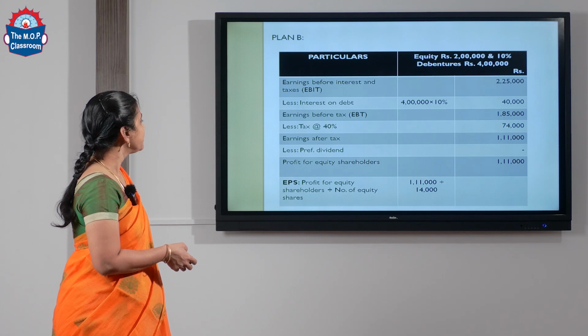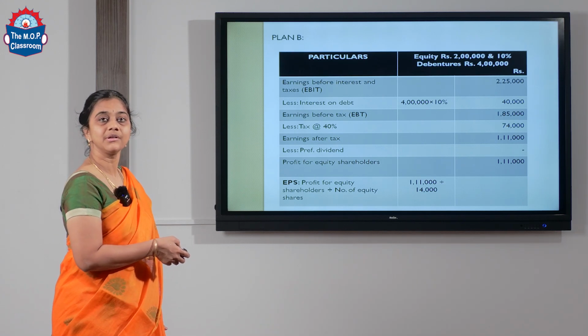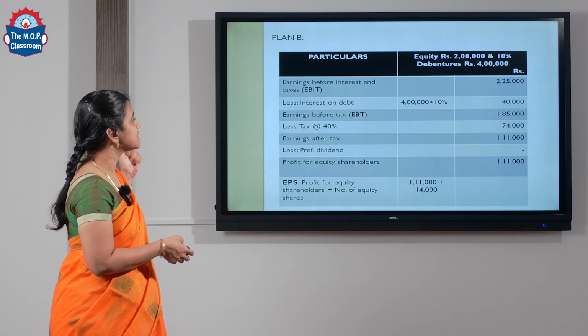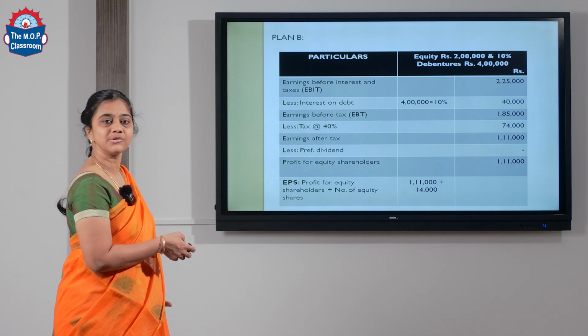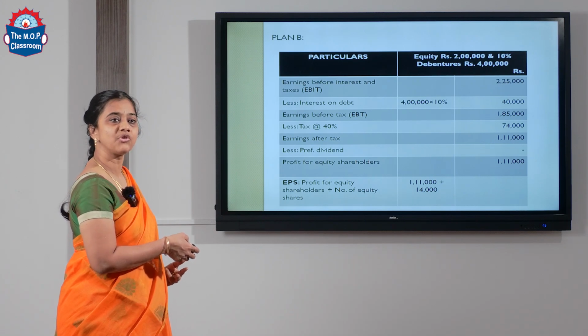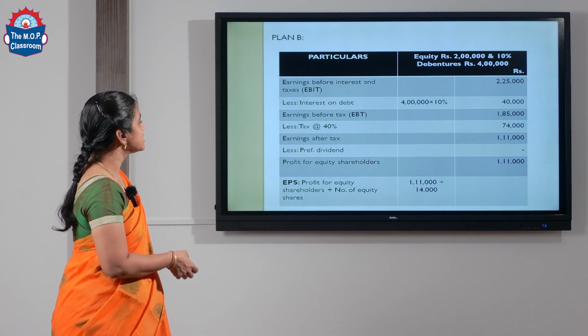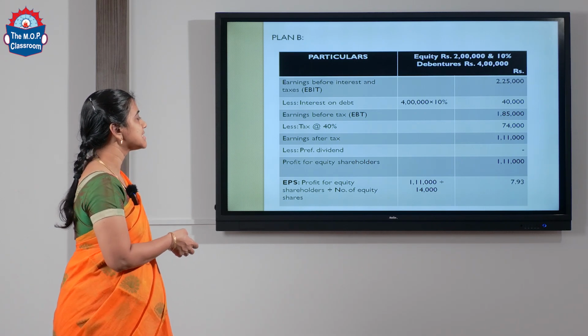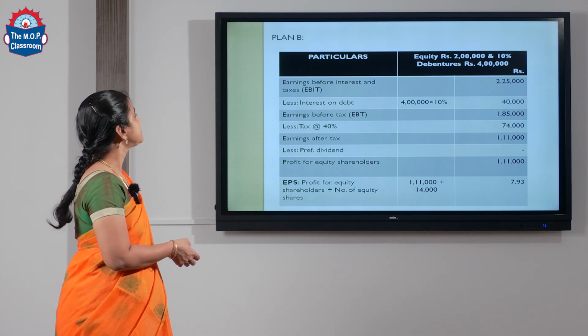Earnings per share is 1,11,000 divided by 14,000. How do we get 14,000? The existing equity shares of 12,000 plus, with a new issue, we have only 2,000 shares because 2 lakhs is raised in the form of equity. So we have only 2,000 new shares. So 1,11,000 divided by 14,000, we get 7.93 as the EPS under the second plan.